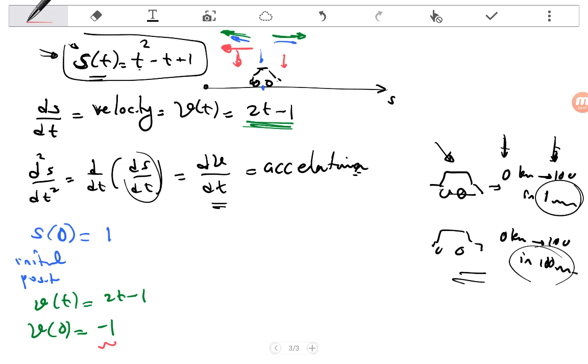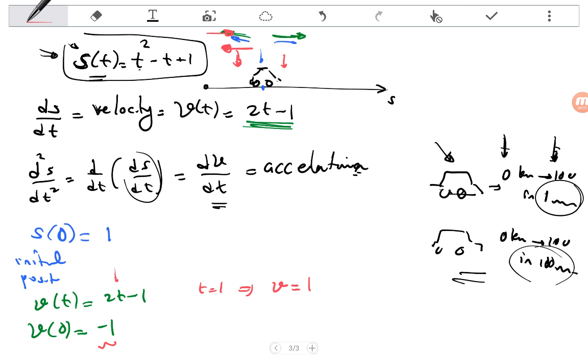When would the car change its direction again? Let's investigate it. For example, when t is equal to 1, what will be the velocity? At t equal to 1, the velocity will be positive 1. So at time 1, it will go in this direction again.